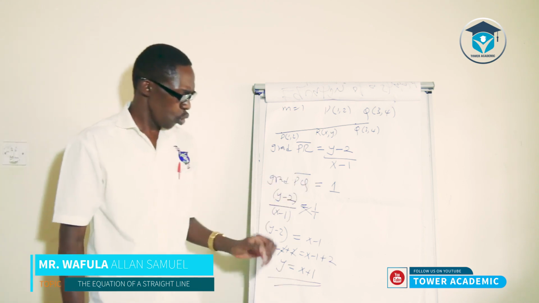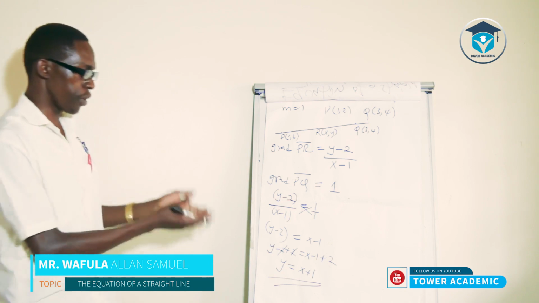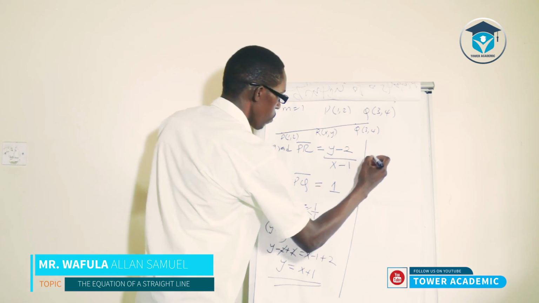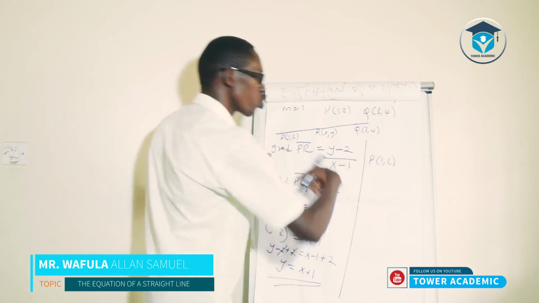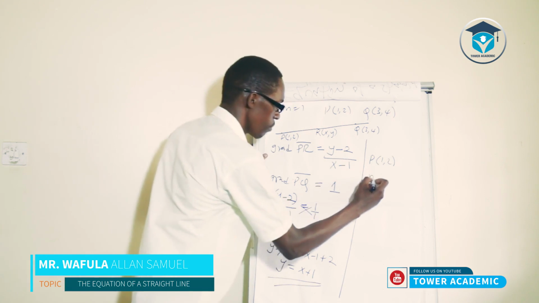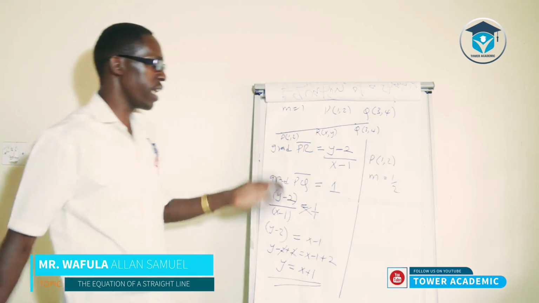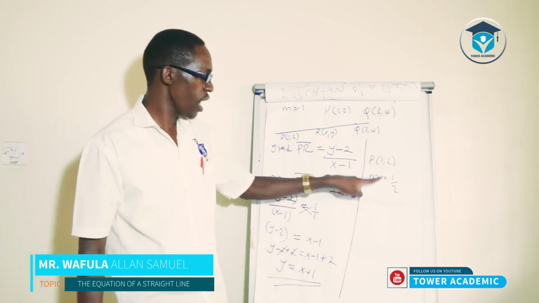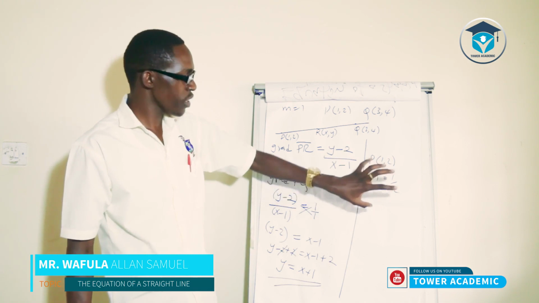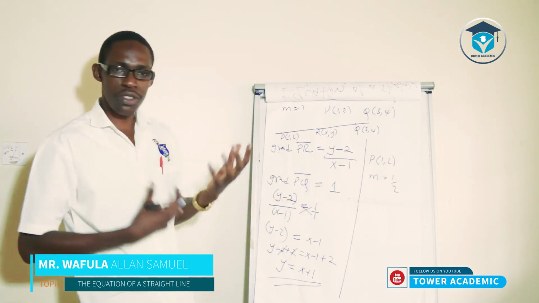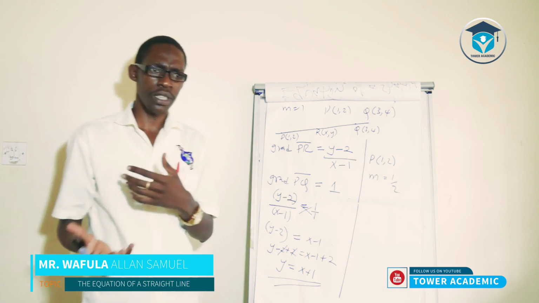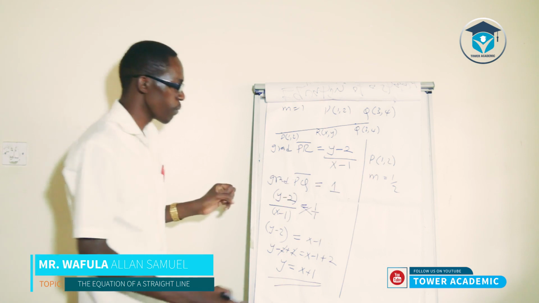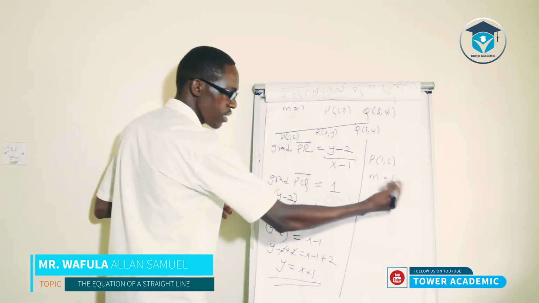Then sometimes we can also give you a point. For example, I can give you a point P, which is let's say 1, 2, and I give you a gradient m, maybe equal to a half. Then I say, find the equation of a line that passes through point P and has a gradient of a half. Once you have been given this, a student should not start asking, I don't have a second point. Already you have a gradient m. You have a point. So a student will just go direct. You have already got a gradient and you have already got a point.